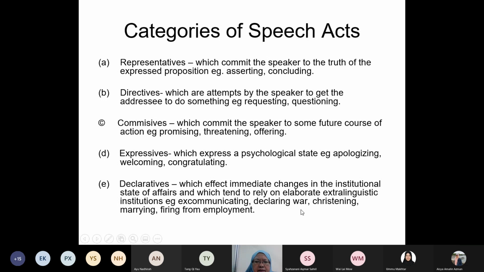Declaring war, I thereby declare war. Christening, that means excommunicating. Excommunicating, I'm not sure. But christening is another one, where a child is being christened. Christening is an event which signifies that the child is being welcomed in the community. Marrying. So marrying, the Pak Kadi, the religious Pak Kadi, or the priest or the preacher will actually say, I hereby unite you, woman and husband and wife, or aku nikahkan engkau dengan so and so, dengan mas kahwin.